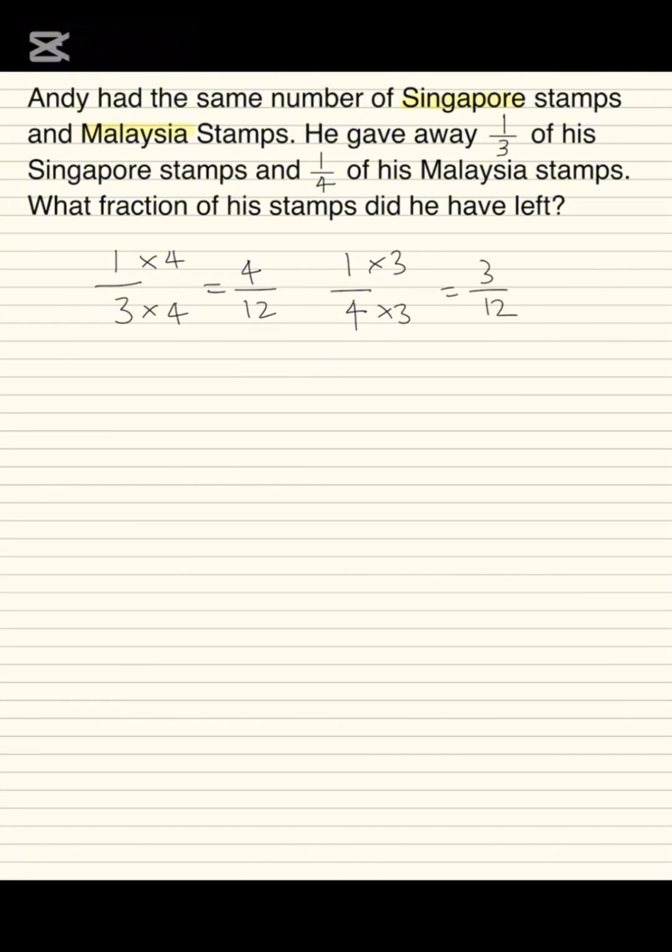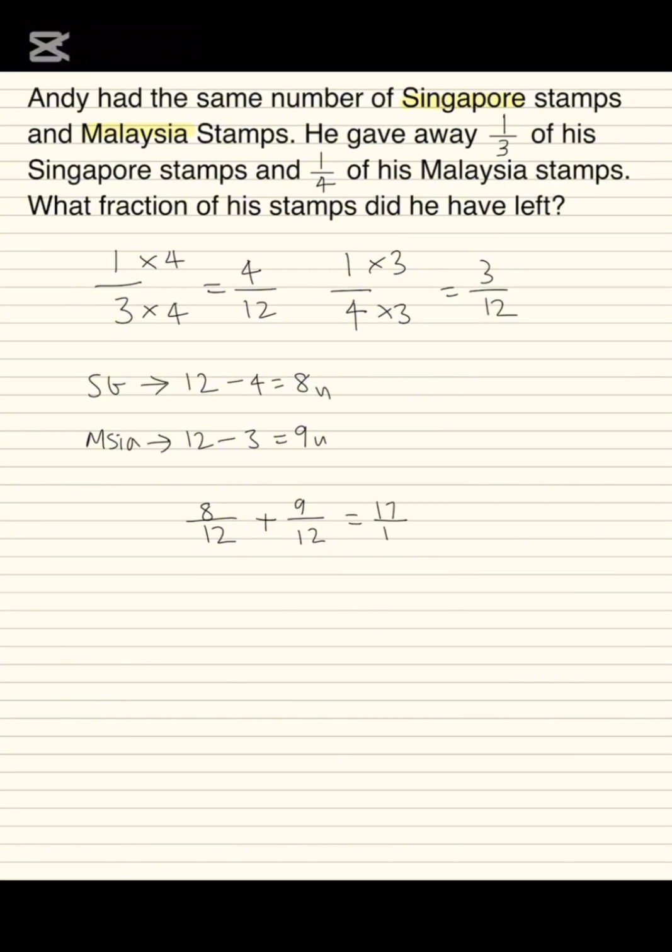Then how most students will solve this is, for Singapore, he gave away 4 units. So 12 minus 4, I'm left with 8. And for Malaysia, I have 12 minus 3, I'm left with 9 units. And then they will happily go and do this: I have 8/12 and I add 9/12. And then they'll get this amount.